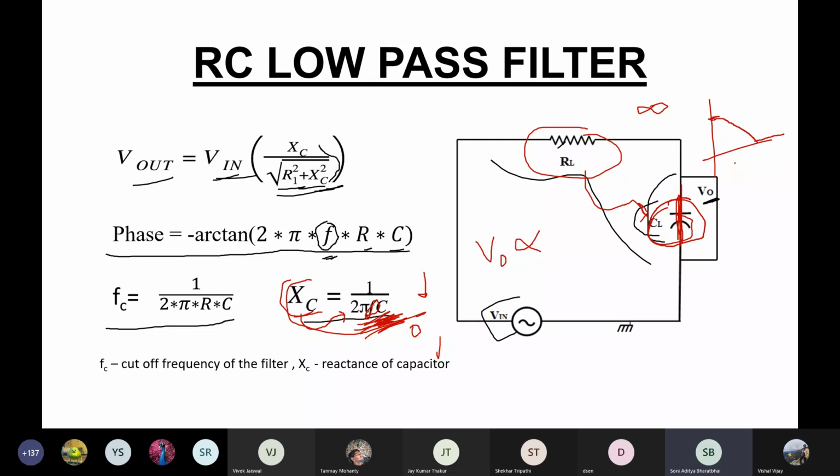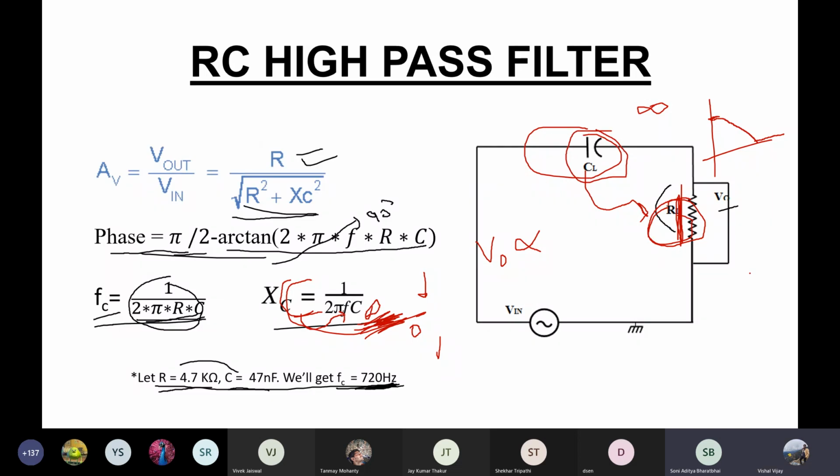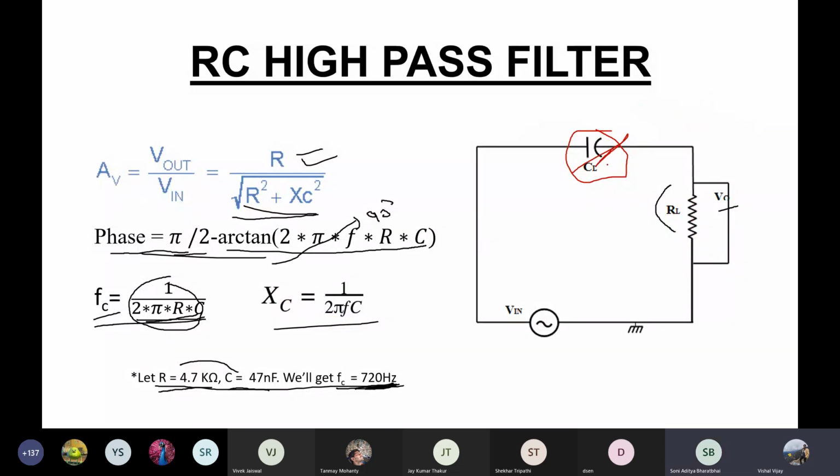Yes, sir. Got my point? Yes. You can simply follow this for a high pass filter. When the frequency is low, this will act as a high resistance, and this will be an open circuit. All the voltage drop will be across this. No voltage will be dropped across this, right? Yes. So this will be zero output. This will show zero output at zero frequency.